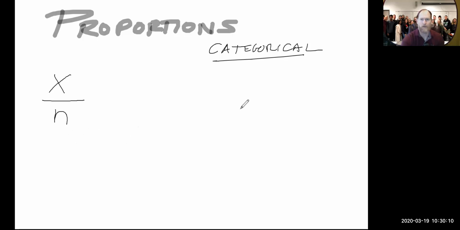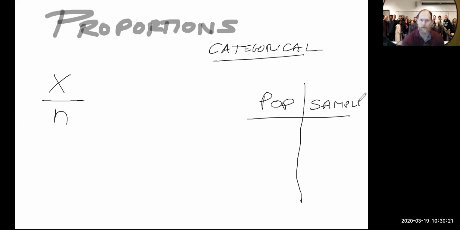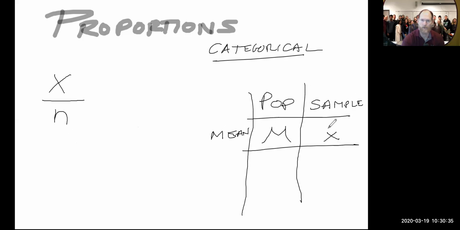So here we have our friends. If we think about our last tattoo, I told you we would have it again. So we have a sample, and we know that for the mean, we have the mu and we have x bar. And a new friend that we're going to run with is proportion.